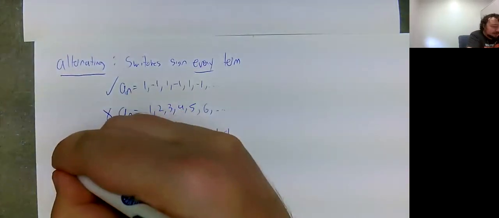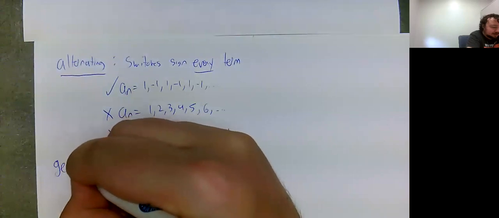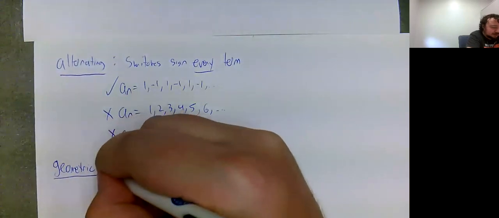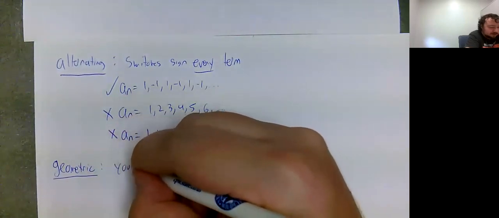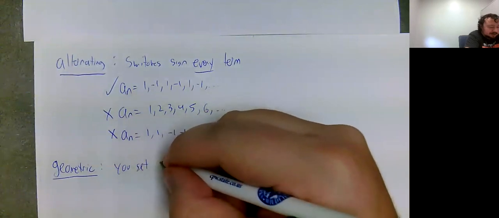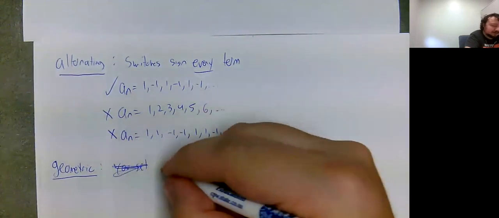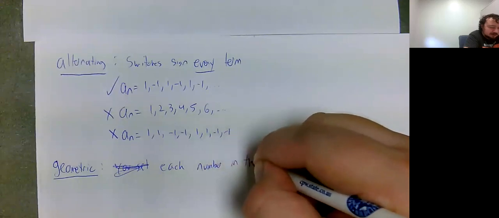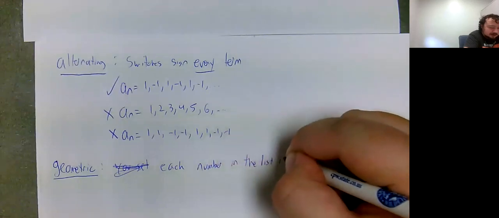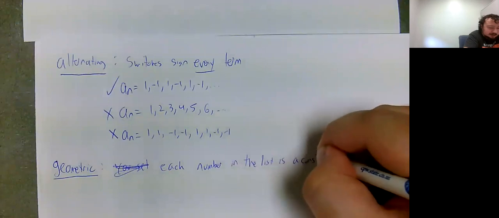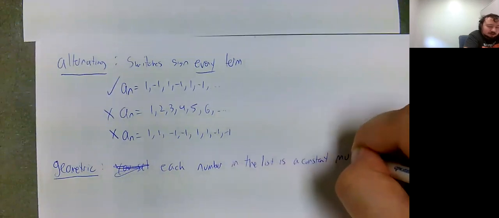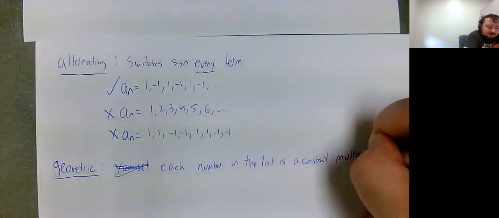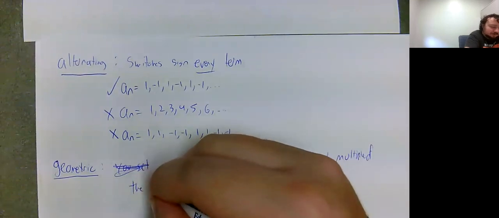All right. So a sequence is geometric if, let me say it this way, each number in the list is a constant multiple of the number before it.